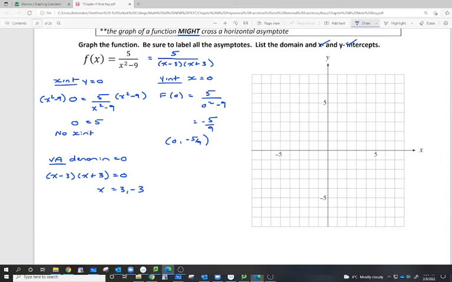So I'm going to sketch these on here right now. I'm going to just draw a vertical line as best I can. So this is an asymptote. It's vertical. And to label my asymptote, this is at x equals negative 3. And then here's my other one, at x equals 3.